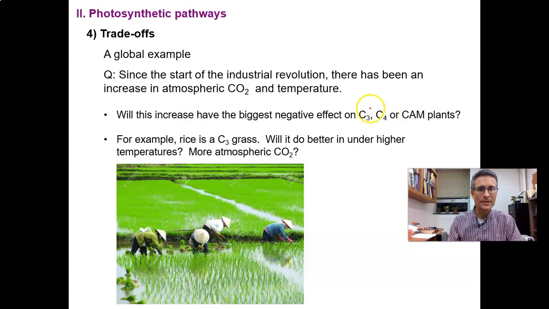Well, one of the major crop plants we have in North America is corn. So are increases in temperature going to be harmful or beneficial to corn? We'll see. Another plant, though, that provides a lot of calories for humans on Earth are rice plants. And rice plants are C3 grasses. Are rice plants going to benefit by higher CO2 concentrations, or will they be more negatively impacted by increases in temperature?